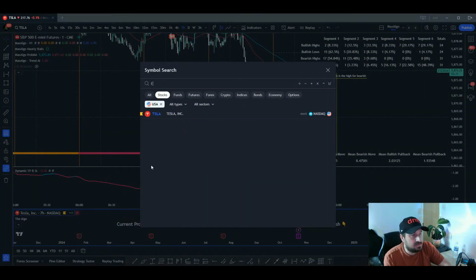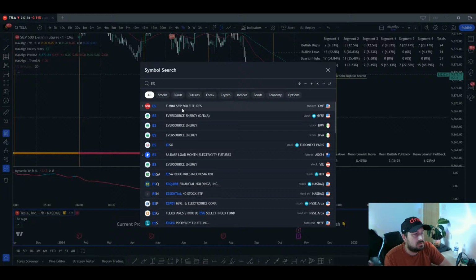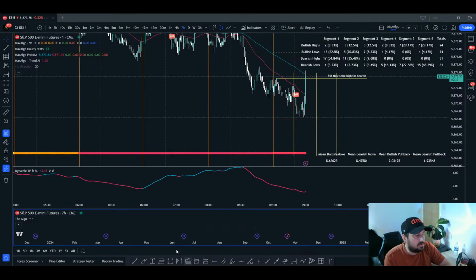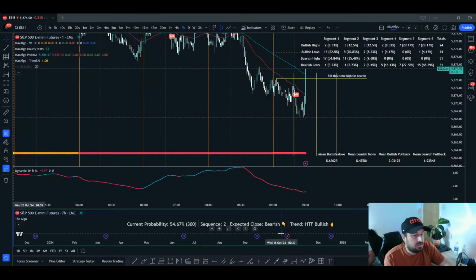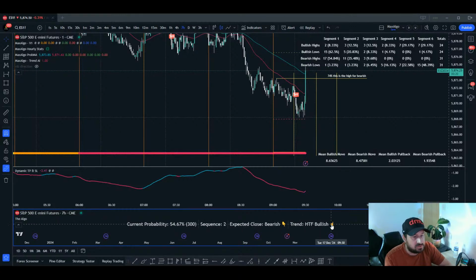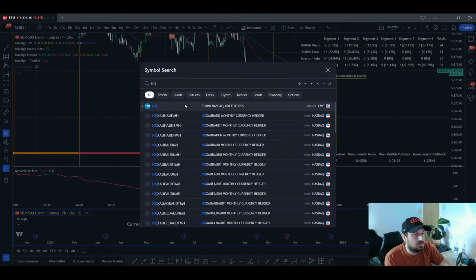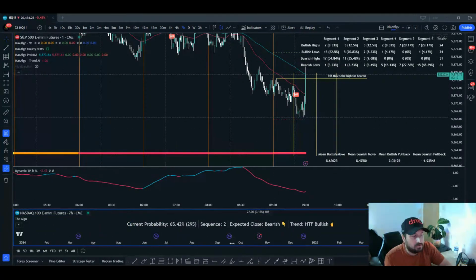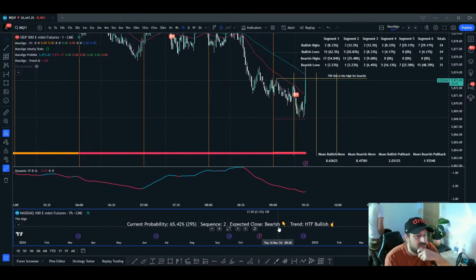Let's move into ES. ES is 54%. We're currently bearish, but again, it's not high probability. We're bearish in a bullish market, in a bullish time frame. Let's look at NQ. So NQ's got a 62% probability of being bearish, and again, in a higher time frame of bullish.